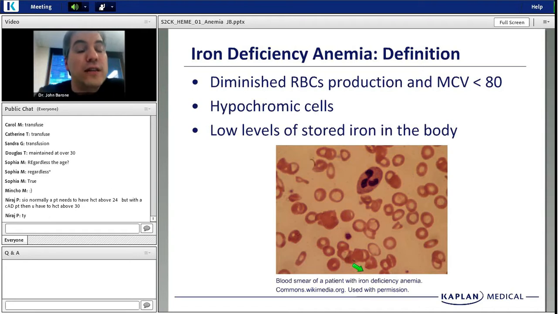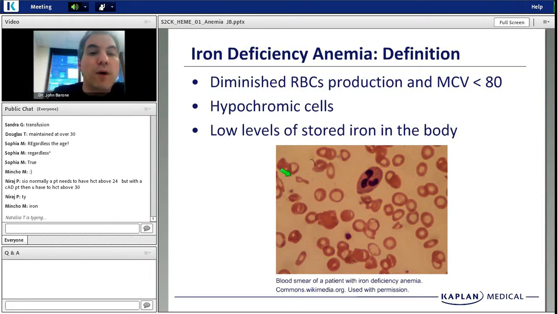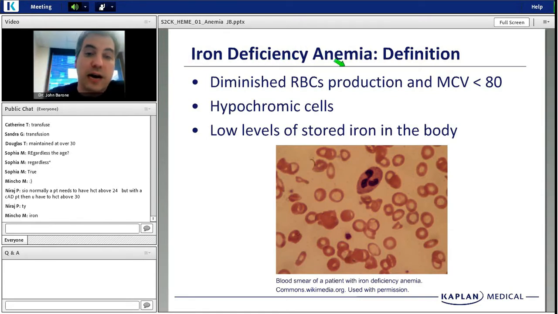All right, now let's go to the different types. We're going to start with the microcytic ones first. When I say microcytic, you say iron studies. Microcytic, iron studies. Microcytic, we do iron studies. And this is the most common anemia on earth. We got to know iron deficiency. You're going to see this. It's the most common anemia.